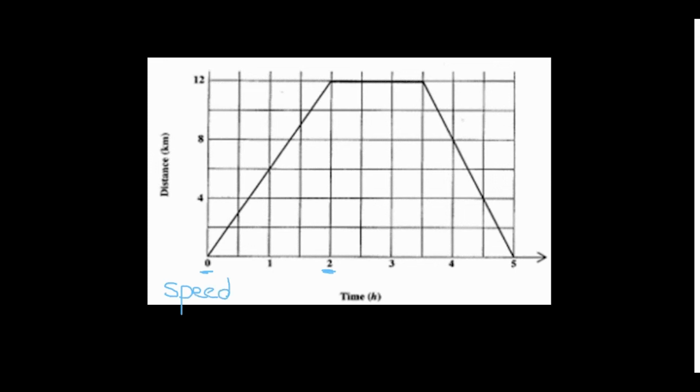Alright, so let's see what we got. So Nadia is just in the chat, and Nadia is just saying that, beautiful, she got the speed to be 6 kilometers per hour. Alright, 6 kilometers per hour. So how many people agree with that? The answer for the speed during the first 2 hours of the journey. How many people agree that the speed is 6 kilometers per hour? Raise your hand if you do.